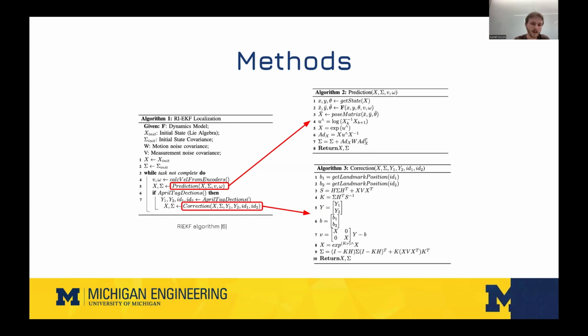And then if we get an AprilTag location, then we'll get the measurement 1 and measurement 2, and ID 1 and ID 2 for each AprilTag. And the reason that we're using 2 AprilTags per detection is to get a fully observable Gramian matrix that's full rank. And that allows our pose to be fully observable. And then with our correction step, we'll propagate that through and then update our X and sigma.